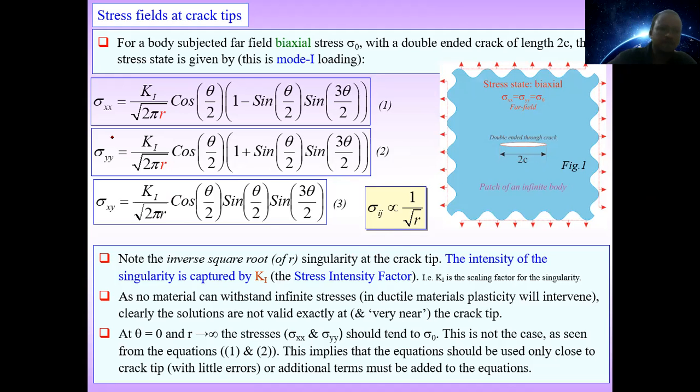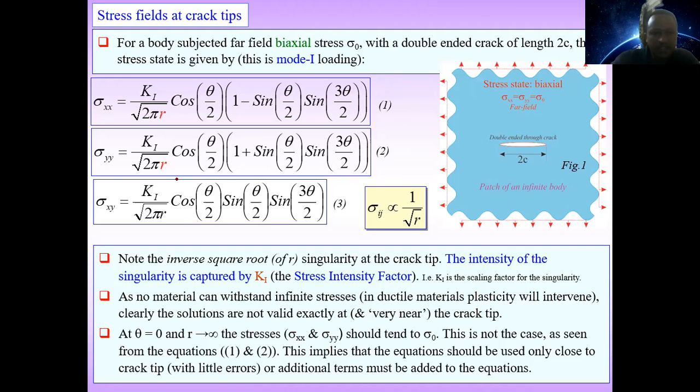Okay, so for the body subject to biaxial stress, sigma naught, with a double ended crack of length 2C, the stress state is given, for mode 1 loading. Actually, this is for mode 1 loading. Sigma XX is equal to K1 over radical of 2 pi r, cos theta over 2 times 1 minus sine theta over 2 times sine 3 theta over 2. This is taken as equation number 1.